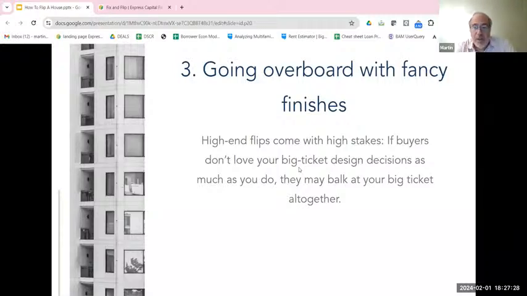So, high-end flips come with high stakes. If your buyers don't love a big-ticket design decision that you made, it's going to hurt you in the long run. What I'm trying to say is that being the nicest house on the block and spending so much money on your rehab is not always going to benefit you. So that's something to look out for as a pitfall.